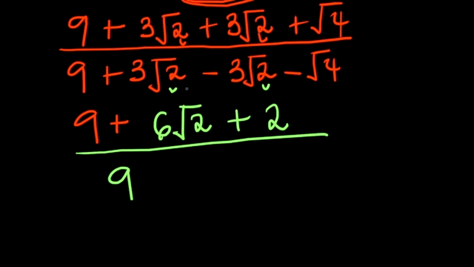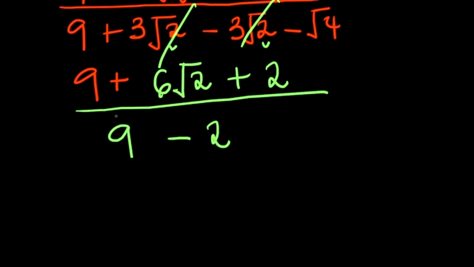That becomes the final answer. But since they are the same, you can subtract them. So 3 root 2 minus 3 root 2 equals 0. We can drop them, and we're now left with the square root of 4, which is simply a 2. Okay? Now let's continue and see how far we can go with this.